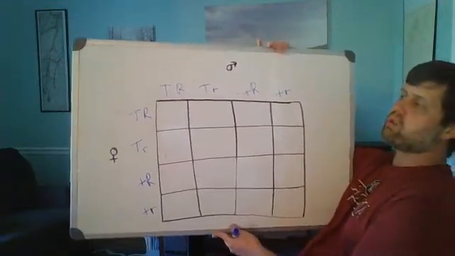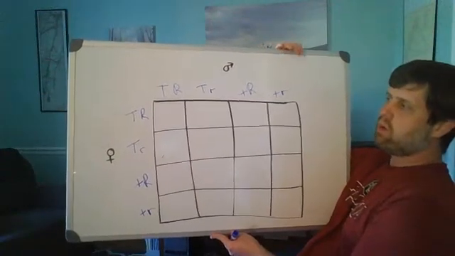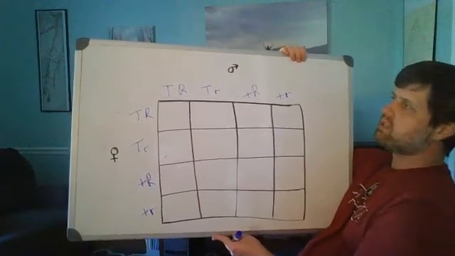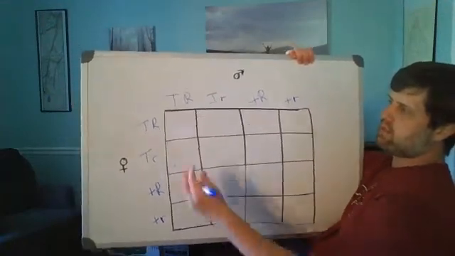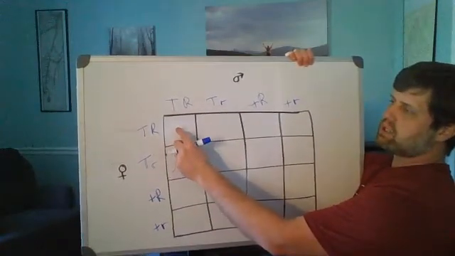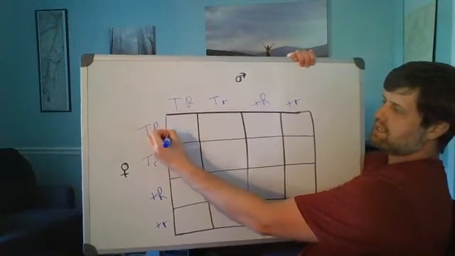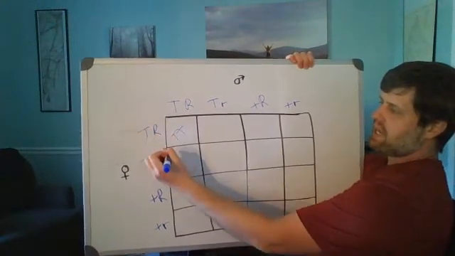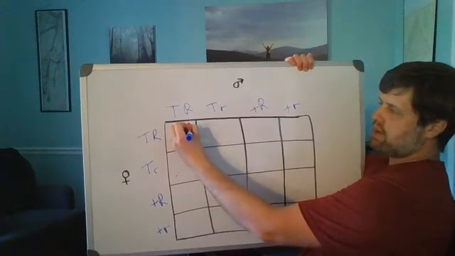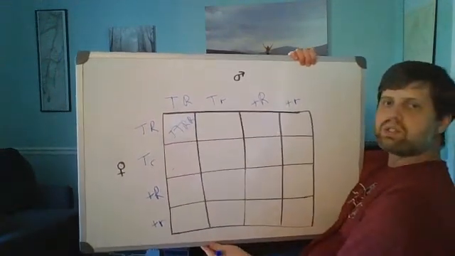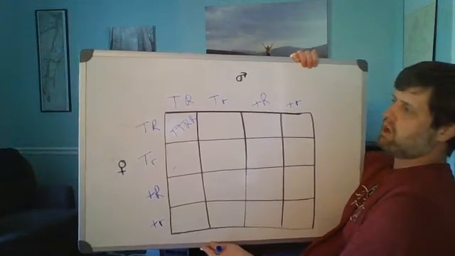So what do we do to plug this in? Well, we've got to bring down dad's genetic information and bring over mom's genetic information. So the very first box, which is top left, would be dad's DNA and mom's DNA, which is capital T, and also the R's, capital R, capital R. So capital T, capital R, capital R.